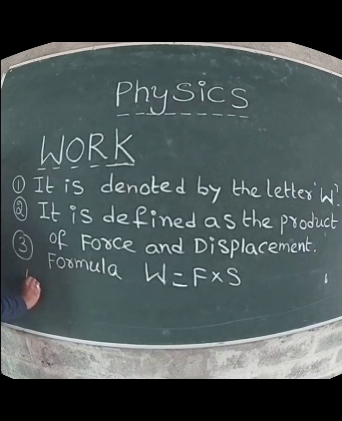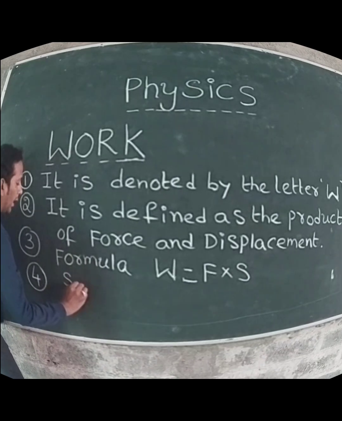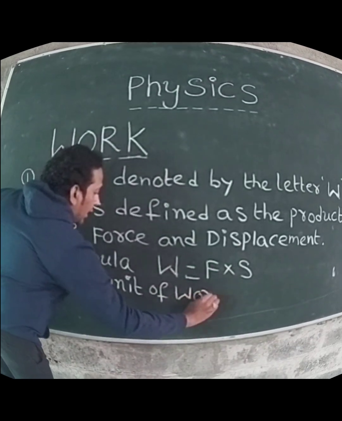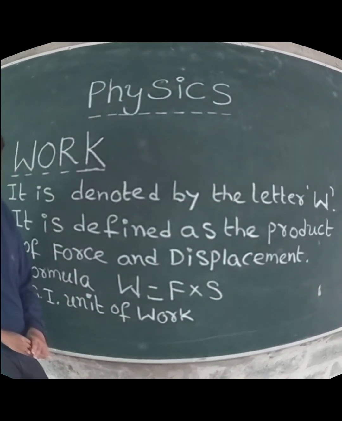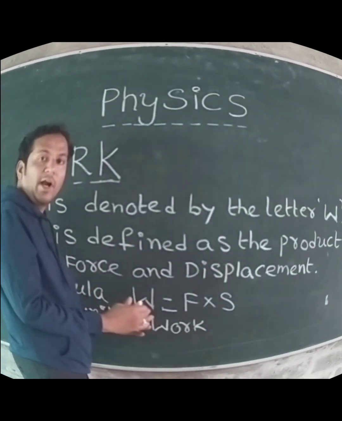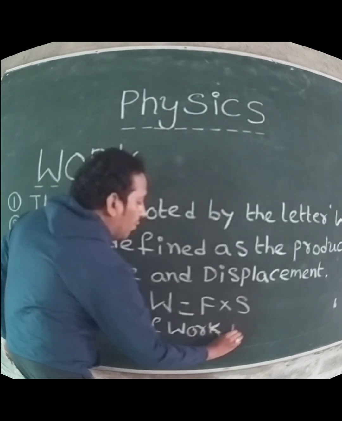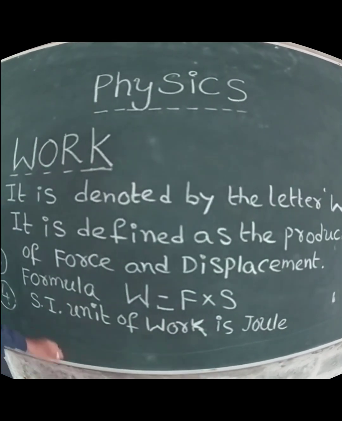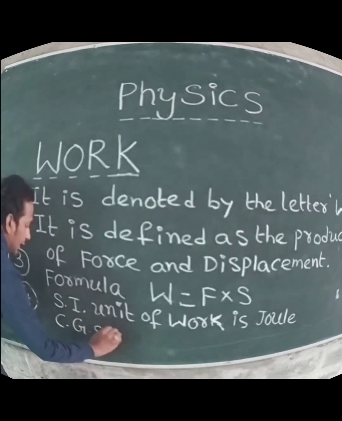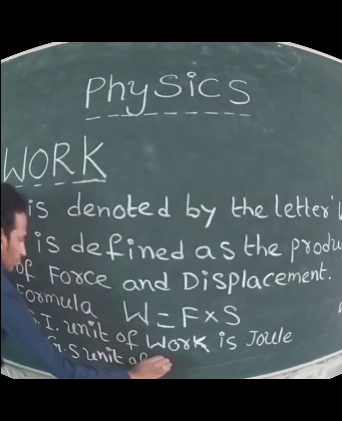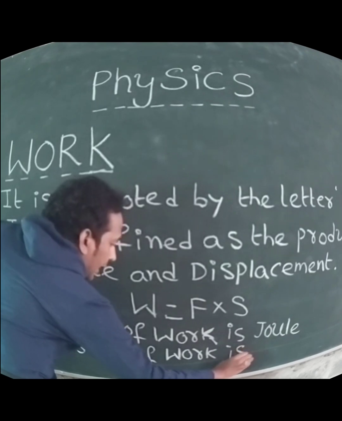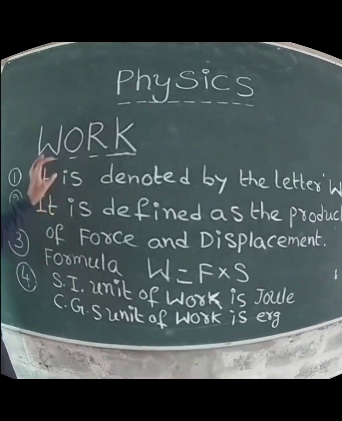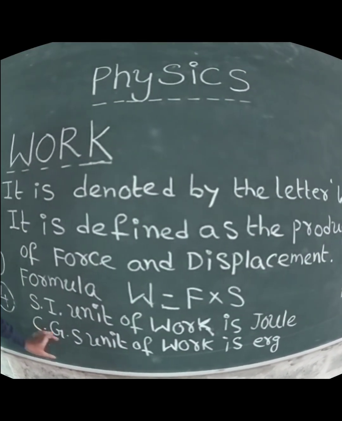What is the SI unit of work? The SI unit of work is named after the scientist James Prescott Joule, who introduced how much work is done on an object. The SI unit of work is Joule. Next, the CGS unit of work is erg. These are the work definition, symbol, formula, SI unit and CGS unit.